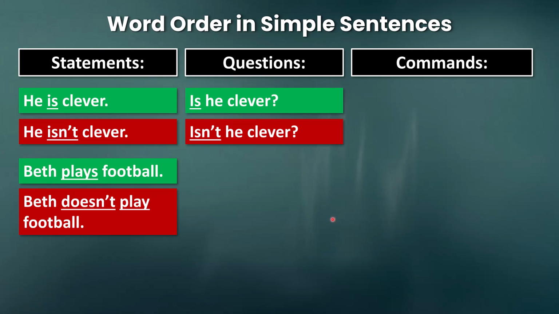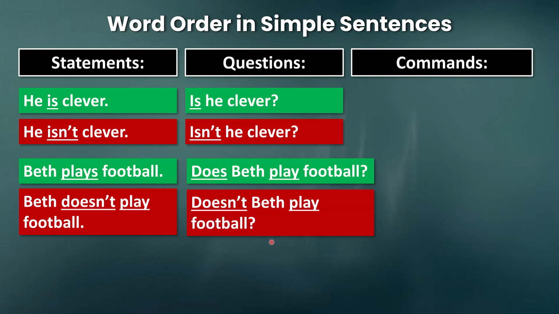Now let's look at word order with normal verbs. Does Beth play football? Here you can see that we add an auxiliary before the subject, and then we have the main verb. Do the children play football? And if this was a negative question, doesn't Beth play football? Again, usually we don't use negative questions unless we're looking for confirmation. Finally, let's look at word order with commands.